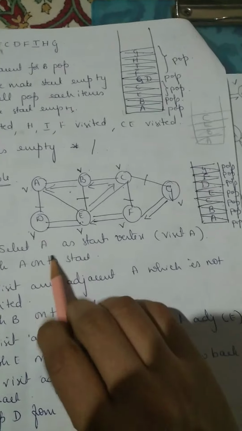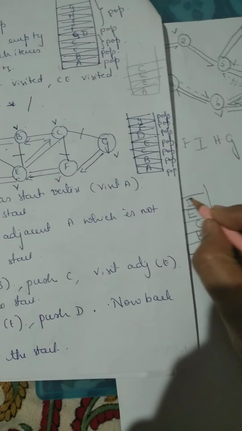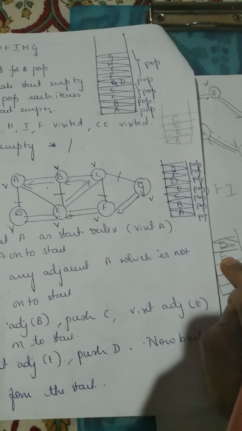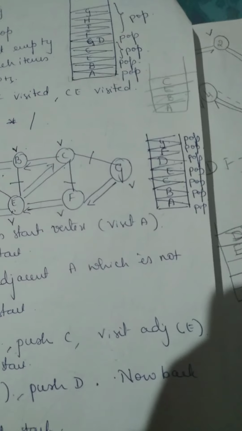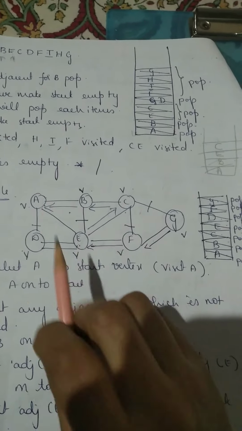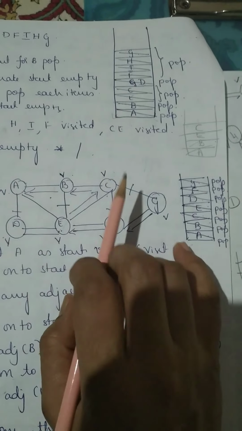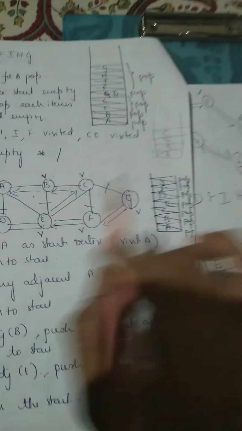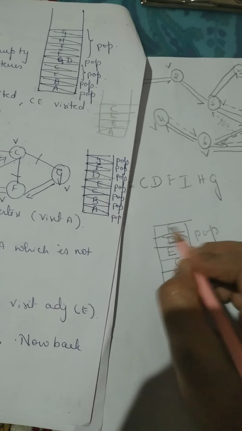Now, from D, is there any adjacent unvisited vertex? No, I can easily pop D. D is popped out, and the topmost element left is E. And from E, we need to check whether there are any adjacent unvisited vertices. A is already visited, B is visited, C is visited, D is visited. What about F? F is unvisited. Right? Now push F onto the top of the stack.